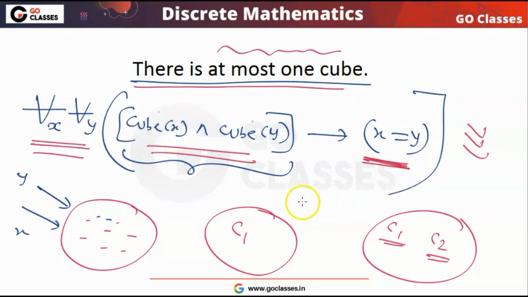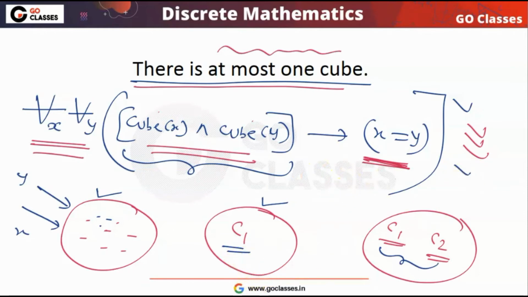So this mathematical expression will become true when there is no cube or when there is one cube. And when there is more than one cube, this mathematical expression will become false, and this is what we want. We want at most one cube. So we want our mathematical expression to be true when there is no cube or when there is one cube, and this is what is happening.